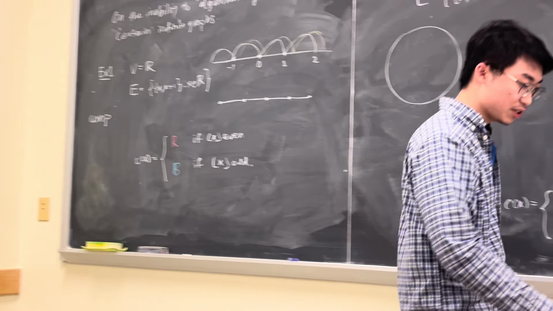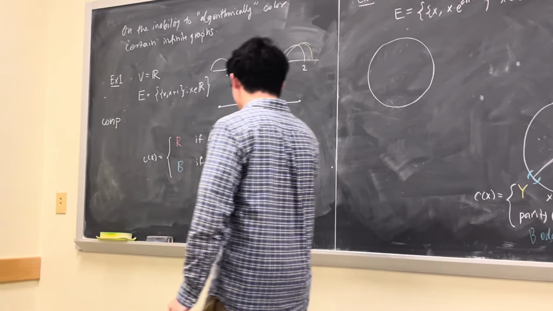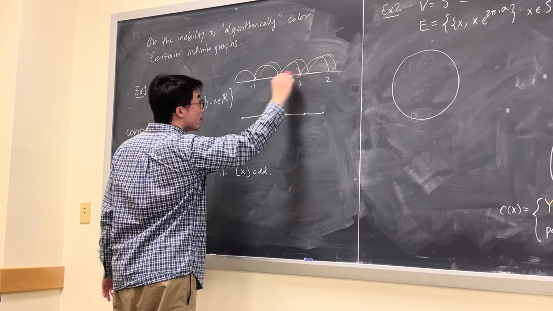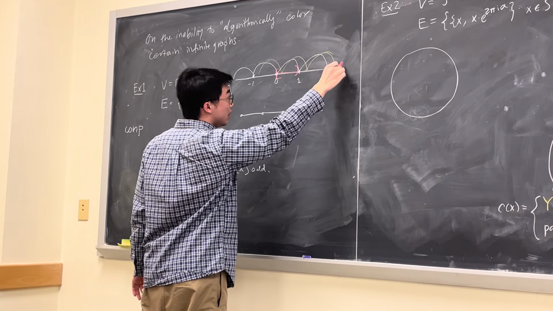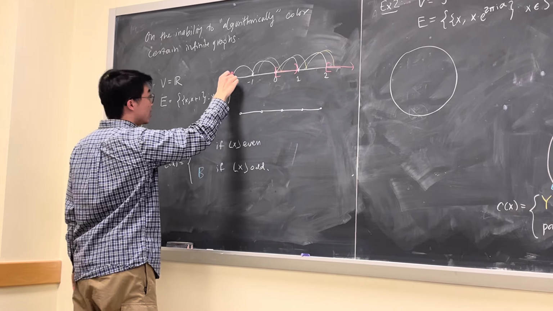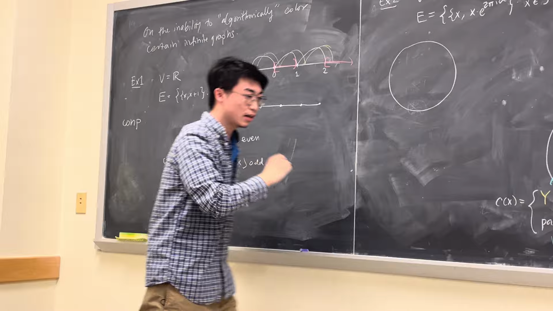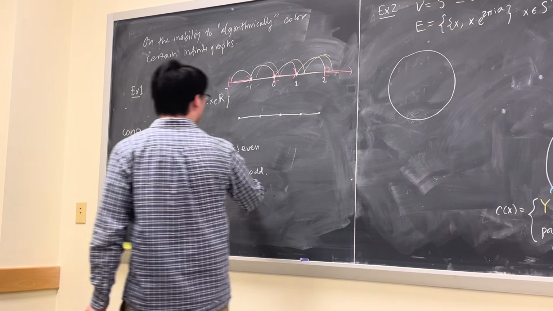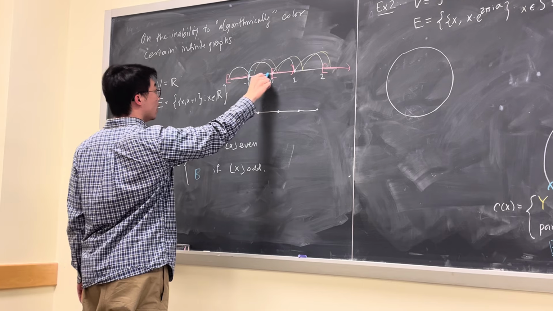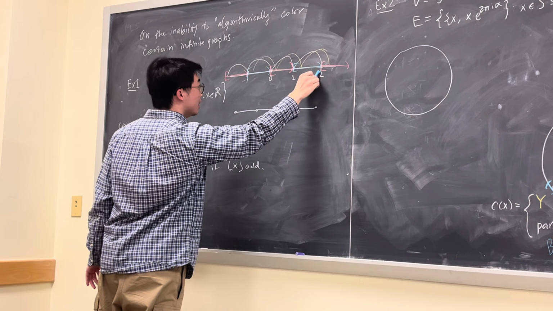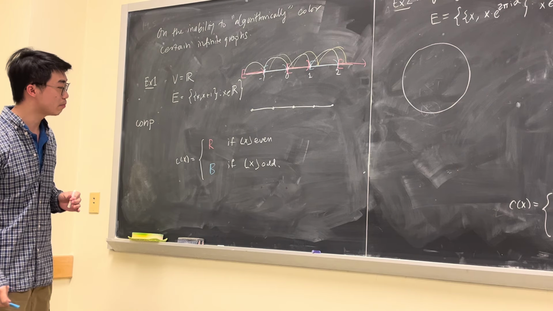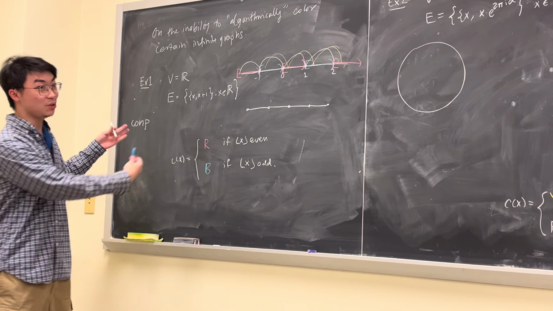So I color a vertex red if the floor of that number is even. For instance, I color this entire segment red. I color this entire segment red. And I color this entire segment red. And similarly, if the floor is odd, I color it blue. And hopefully you believe me that this in fact is a proper two-coloring of this graph. In fact, it's very algorithmic. In fact, I've given you the algorithm.